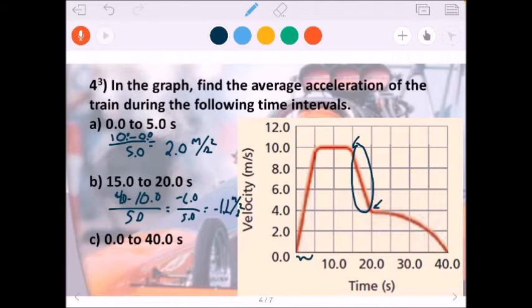And then from 0 to 40, so during the whole time period, well, if we take the final velocity, which is 0, and we subtract the initial velocity of 0, and we divide by the 40 seconds, we get 0.0 meters per second squared.